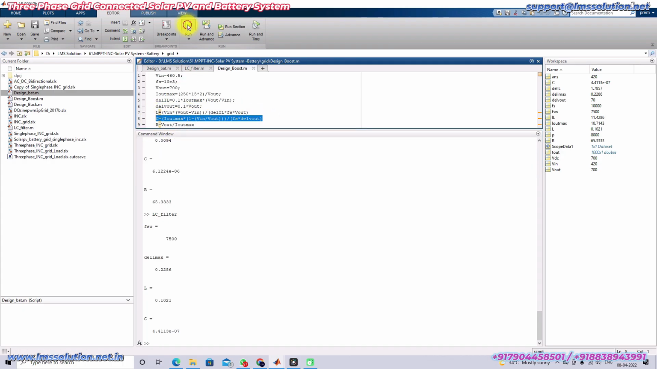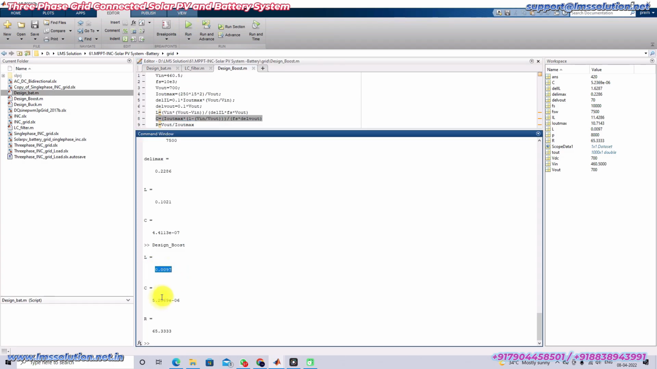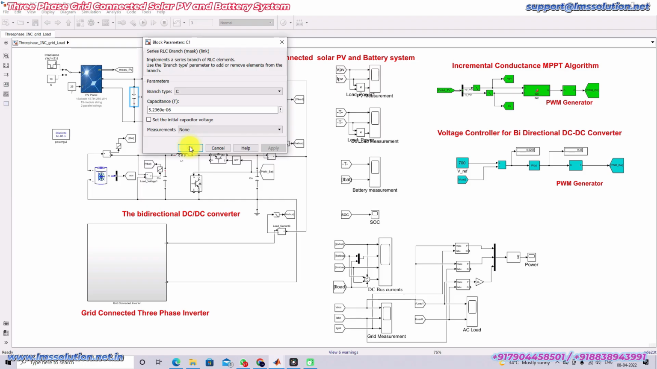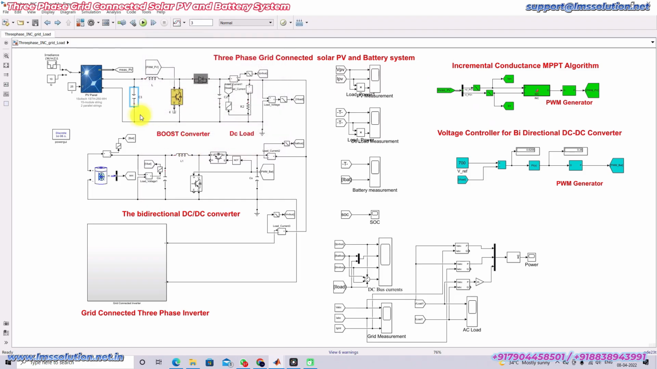So I am going to simulate this one. These are the values for that boost converter, that means the inductor and capacitor values. So these values are going to be used in the system. The same value of C we are going to use in the input filter also.